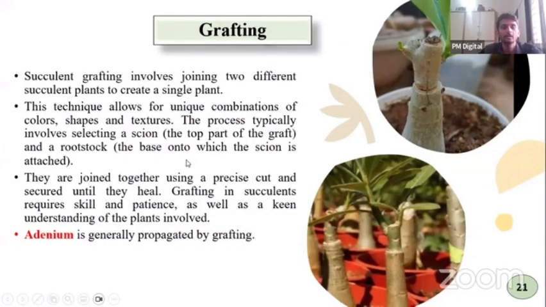Next is grafting. It is most popular in adenium, in which we are joining two different parts. The upper part is known as scion, and the lower part is known as rootstock. For adenium, generally free-hand grafting is recommended because it gives a 95% success rate. In case of our Navsari Agriculture University recommendation, taking a 1 centimeter thickness of scion gives profuse and early flowering in adenium.